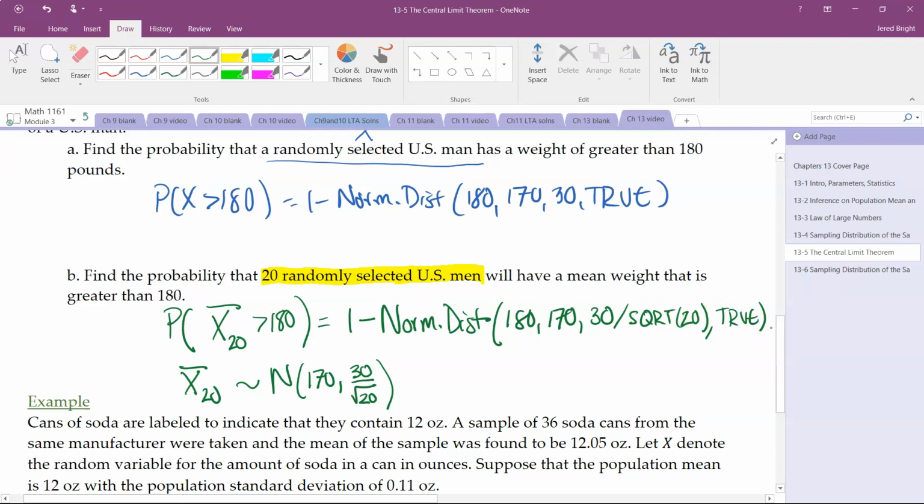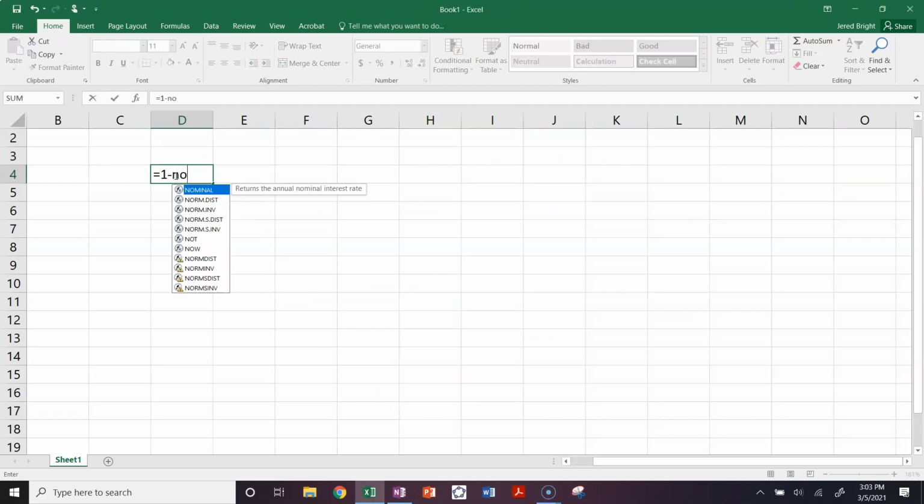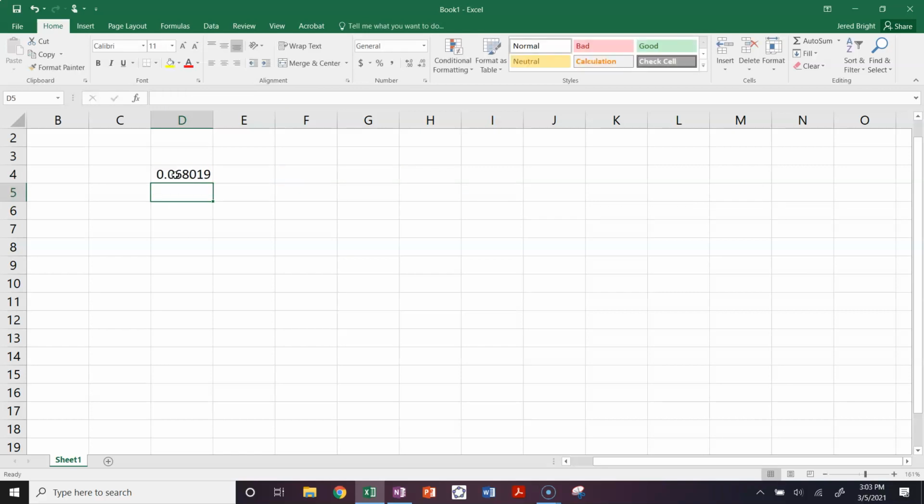Okay, so let's go to Excel and do that. All right, so I'm in Excel and I'm just going to click a random cell and type what I said: 1 minus norm.dist of 180, comma, 170, comma, standard deviation, that was the 30 divided by square root of 20, and then true, and boom, I have my answer of about 6%, well, almost 7, okay?